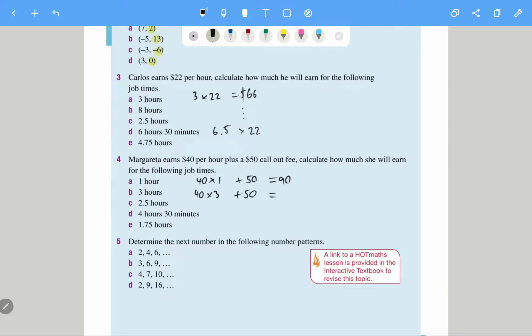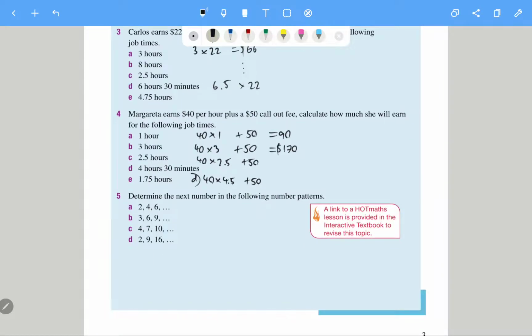40 times 3 is 120. 120 plus 50 is $170. So she'll make $170 for that second one. Once again, C is much the same. 40 times 2.5 plus 50. Once again, 4 hours and 30 minutes is the same as 4.5, so we can go 40 times 4.5 plus 50. That's for D. And once again, with E, change the 4.5 to 1.75, and you're golden.